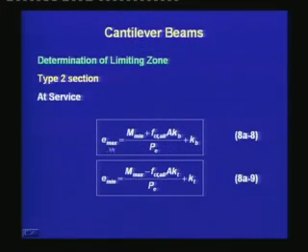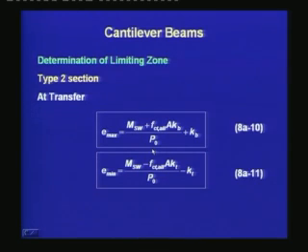For a type 2 section, we have E max equal to M minimum at service plus FCT allowable times A times KB whole divided by PE plus KB. E min is equal to M max minus FCT allowable times A times KT divided by PE plus KT. Again, note that both E max and E min are calculated at service corresponding to the minimum moment and the maximum moment respectively, and using the effective pre-stress PE.